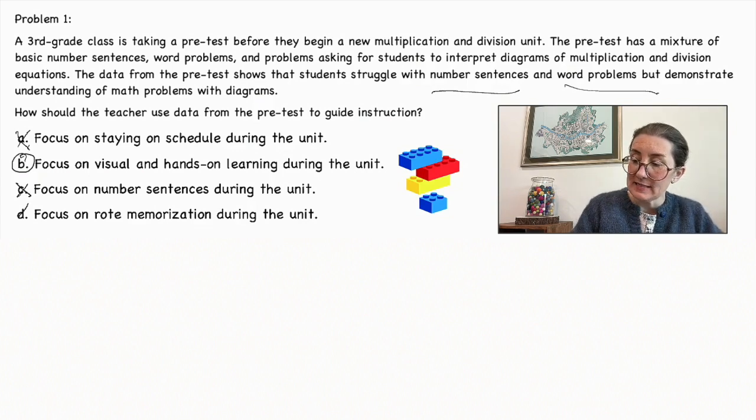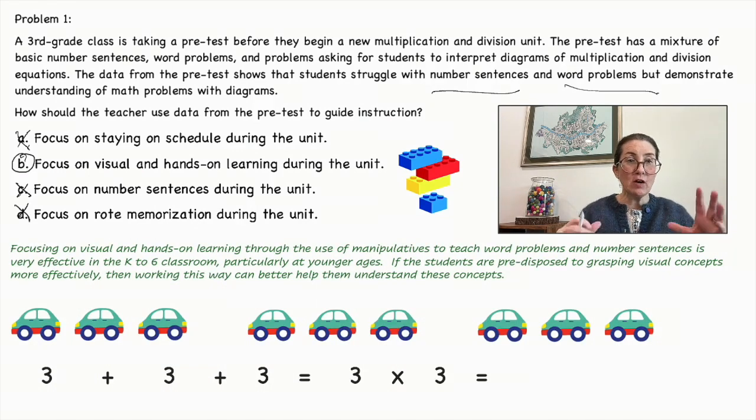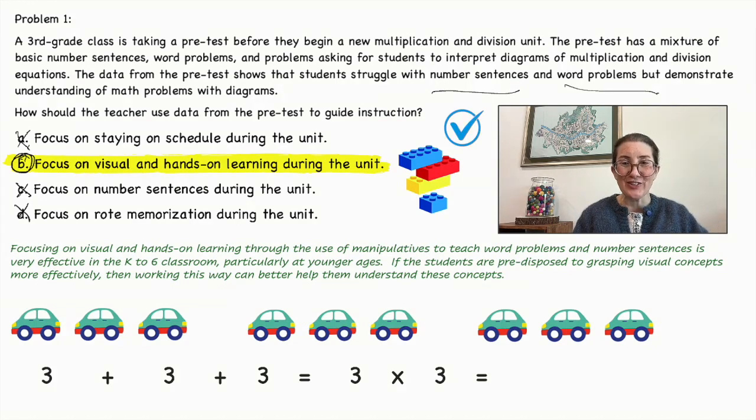So let's eliminate that. So focusing on visual and hands-on learning through the use of manipulatives to teach word problems and number sentences is very effective in the K-6 classroom, particularly at the younger ages. If the students are predisposed to grasping visual concepts more effectively, then working this way can better help them understand these concepts. So the answer is B, focus on visual and hands-on learning during the unit.